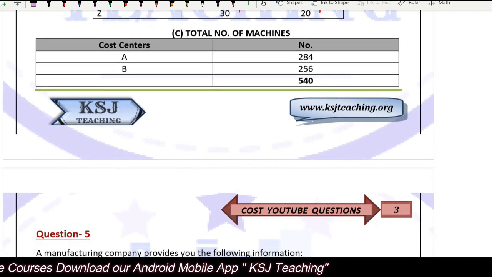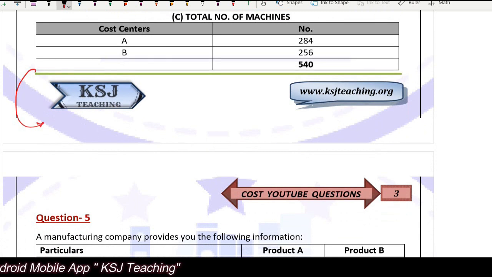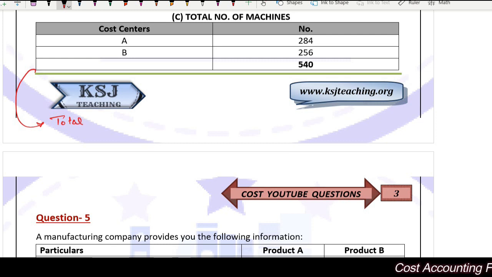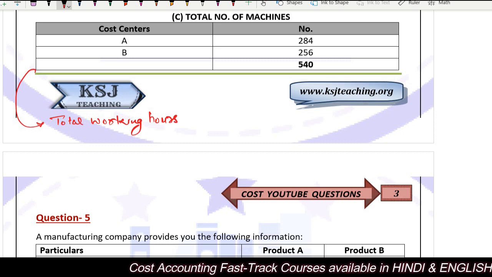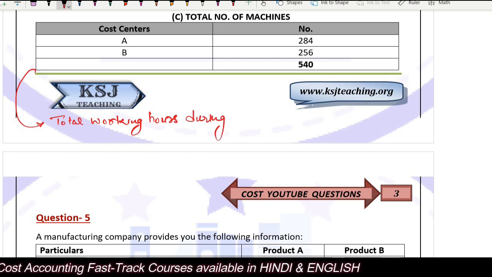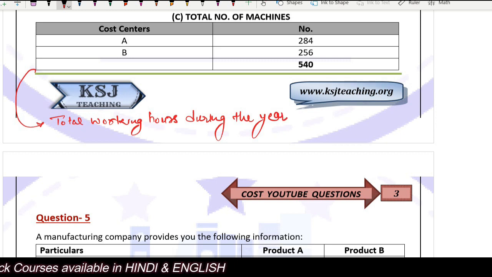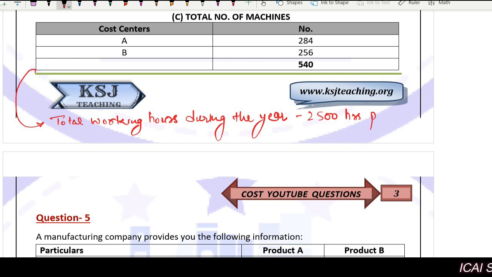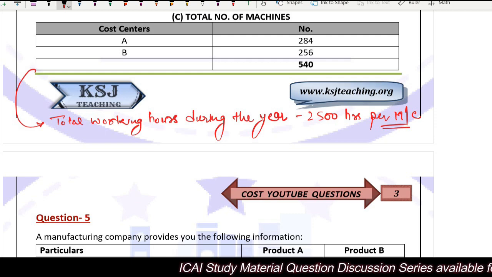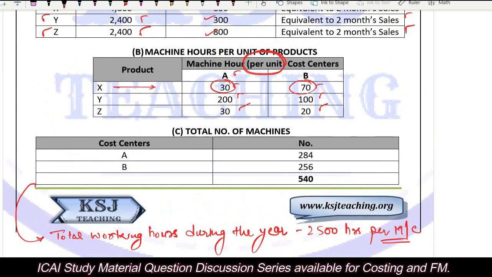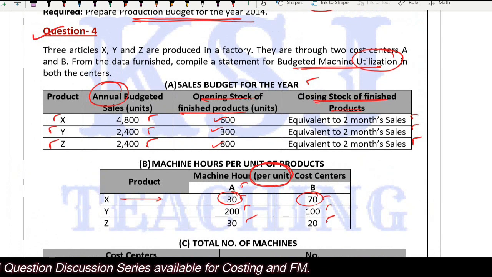Just add one line at the bottom, right? Here one line is missing in this document. The line is in the question itself. Total working hours during the year: 2500 hours per machine. For one machine, total working hours during the year is 2500 hours per machine, right? So this is an addition in the question. Clear? So this is the question.